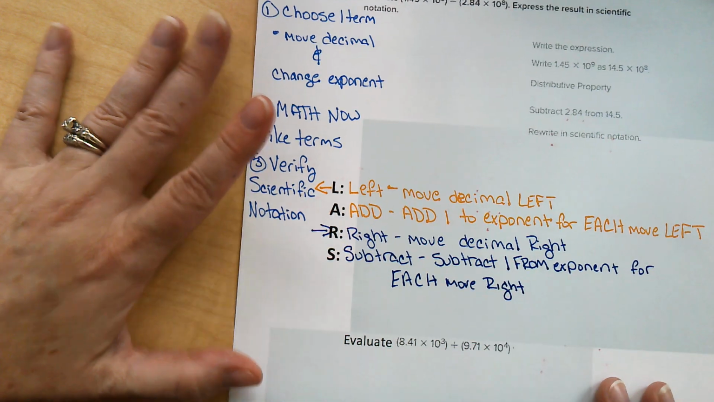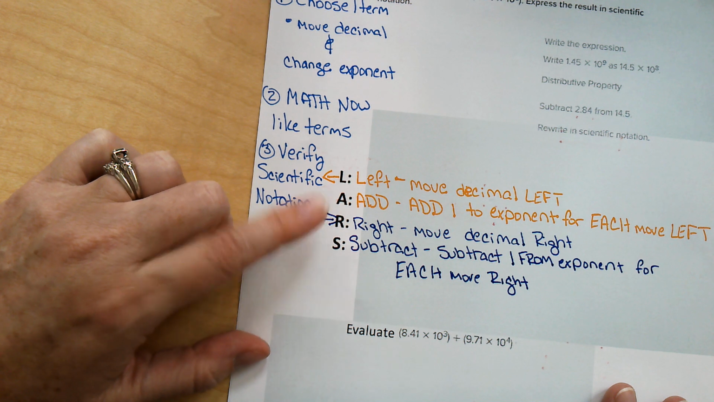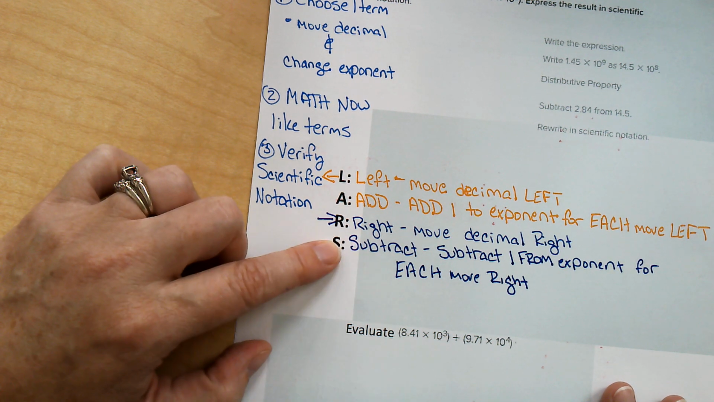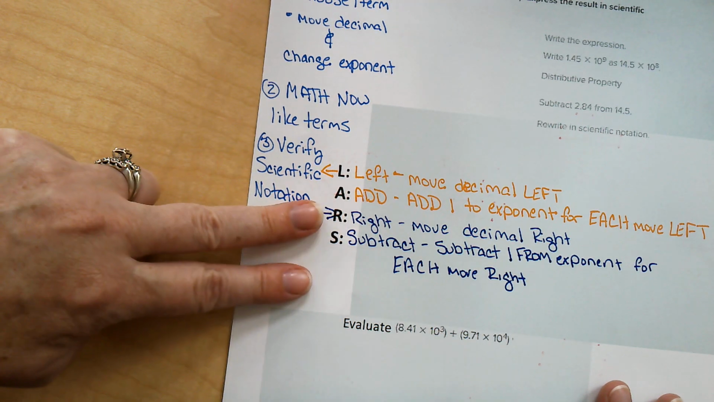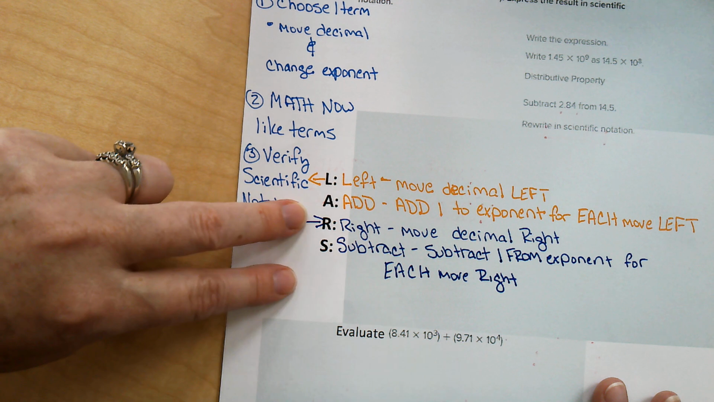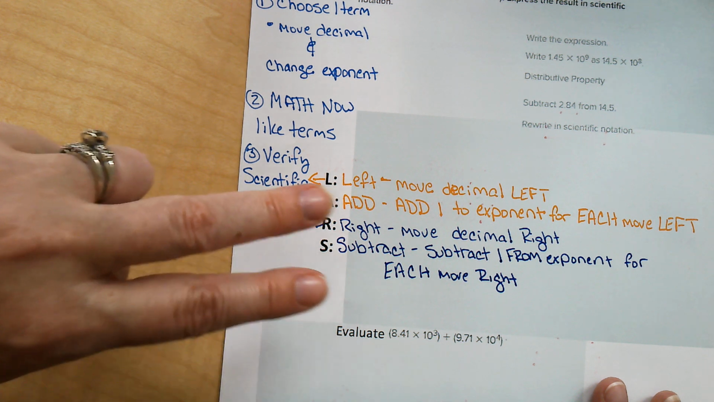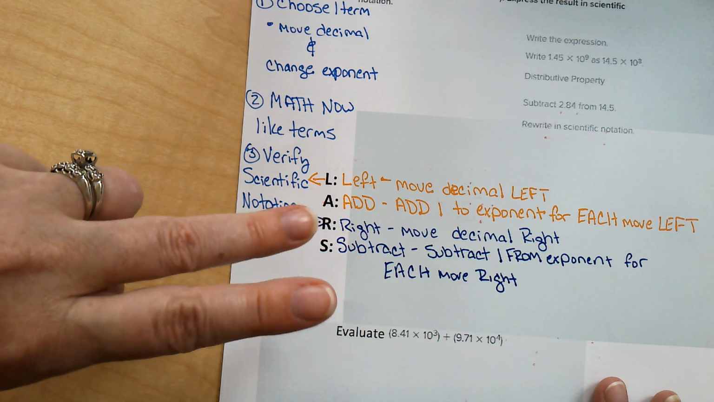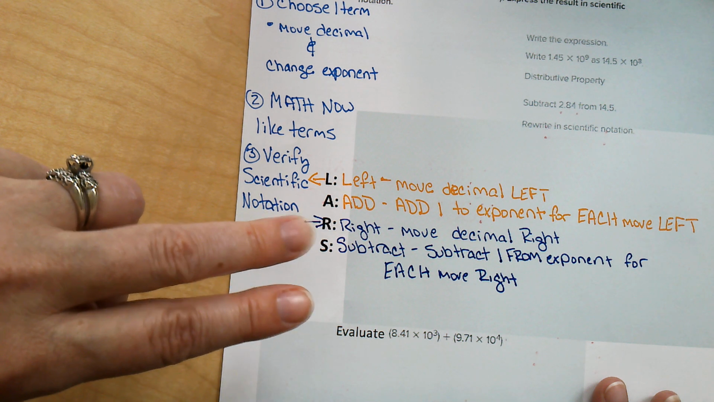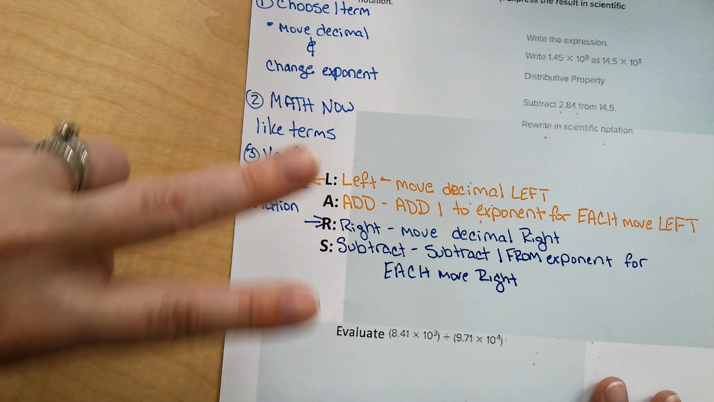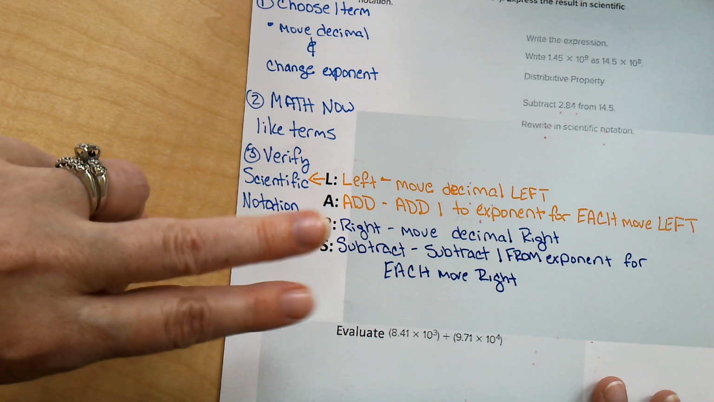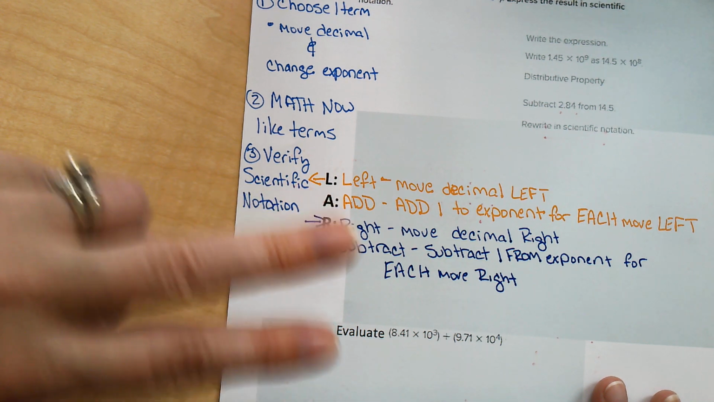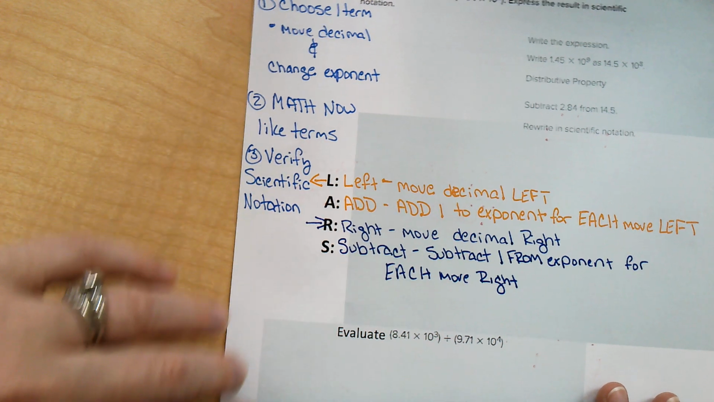So if you have to move that decimal 1 place to the right, you subtract 1 from your exponent. If you have to move that decimal 2 places to the right, you're going to subtract 2 from your exponent. So you know, there may be times on your assignment when you have to either add or subtract 2, and you have to move your decimal 2 times. Just letting you know. Giving you a heads up.